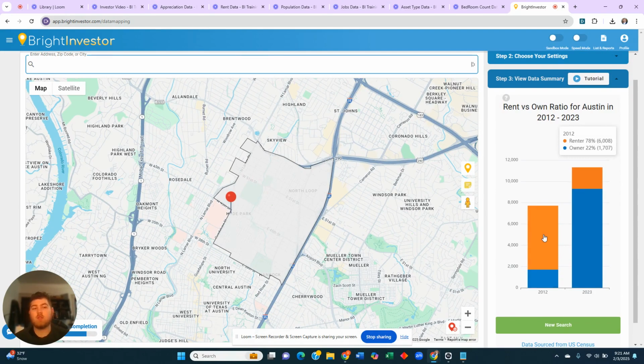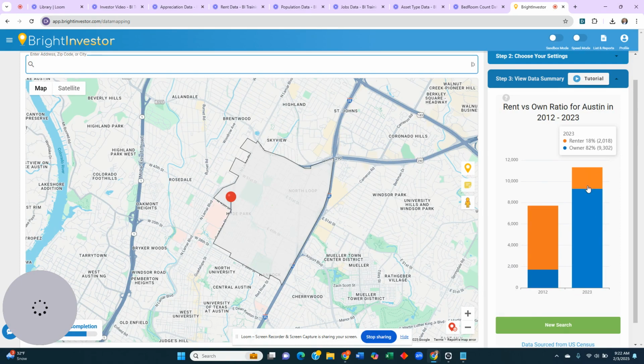Back in 2012, so 12, 13 years ago, 78% of the people in this area were renting. Only 22% of people bought and lived in their own houses. Now, 11, 12 years later, that is completely shifted. Now, only 18% of people rent here. The majority of people own.